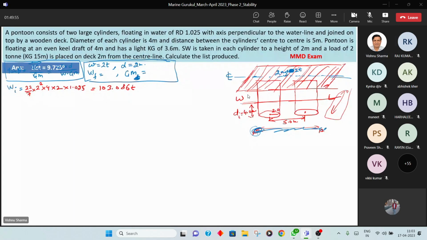Okay, then he says the cylinder, you take ballast in the cylinders up to a height of 2 meters each. That means I take ballast in this one and I ballast this one. And what is the sounding? Sounding is 2 meters. Does everybody agree with what I marked in the diagram? Yes. Sir, repeat again, sir, please. Question says, then you take seawater in each cylinder to a height of 2 meters. What does it mean? Okay. Correct? Okay, guys?